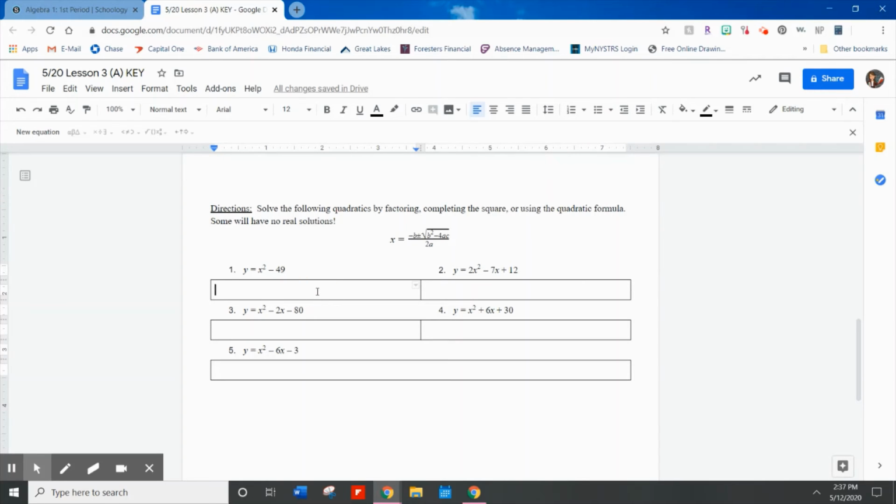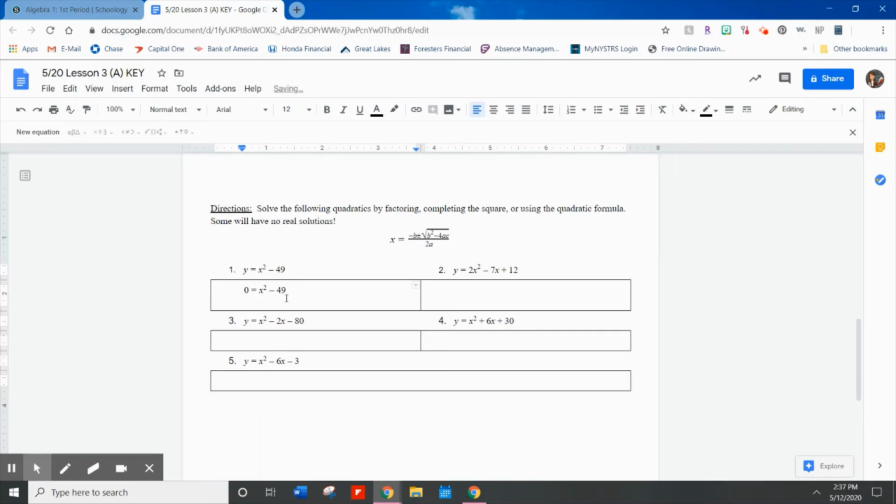So let's look at number 1. We should first set our equation equal to 0. Now, I personally like to check to see if I can factor. So GCF, I don't see a GCF. Let's look at dots. We have a binomial, we have subtraction, and both of these are perfect squares. So yeah, we can do dots.